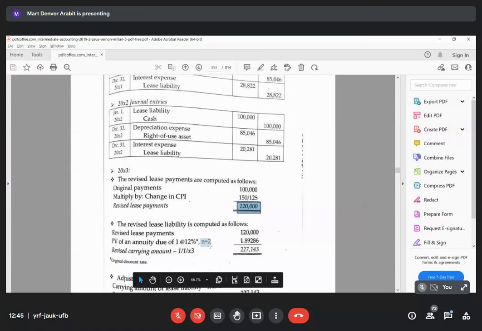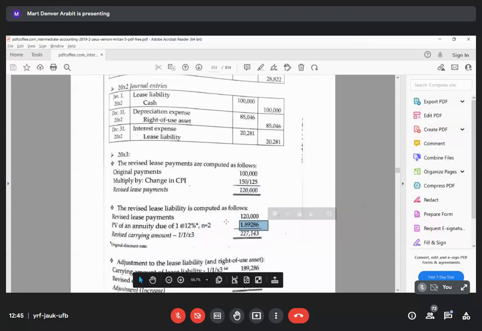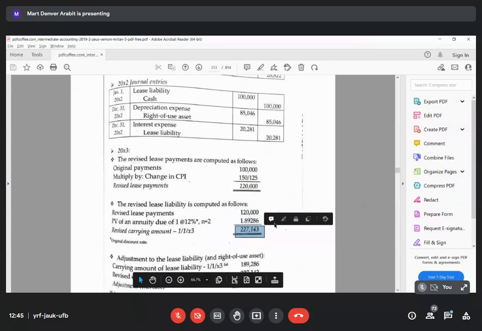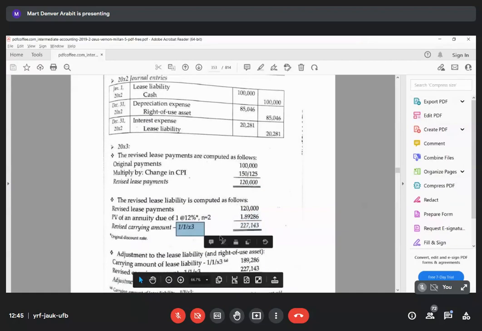So, 2 years na lang, right? So, from 2023 to 2024. So, we will now recompute it. Present value of annuity due of 1 at 12% at 2. Then, we multiply. So, this is now the revised carrying amount as of the beginning of 2023.